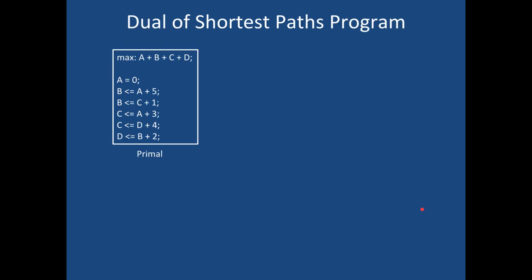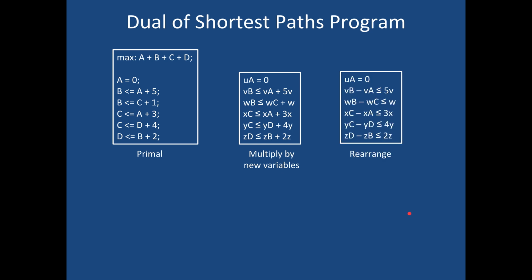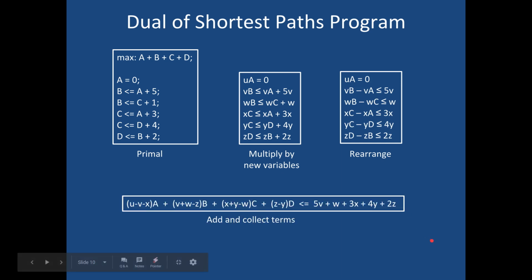What happens when you compute the dual of the shortest path problem? There's the primal, which is a maximization problem. We are going to multiply by new variables. For every constraint over there, I multiply the first constraint by u, the second one by v, and so on. So I've got u, v, w, x, y, and z, one variable for each constraint. I multiply by those variables, rearrange so I get those constraints, which is just a little bit of algebra, and I add and collect terms.